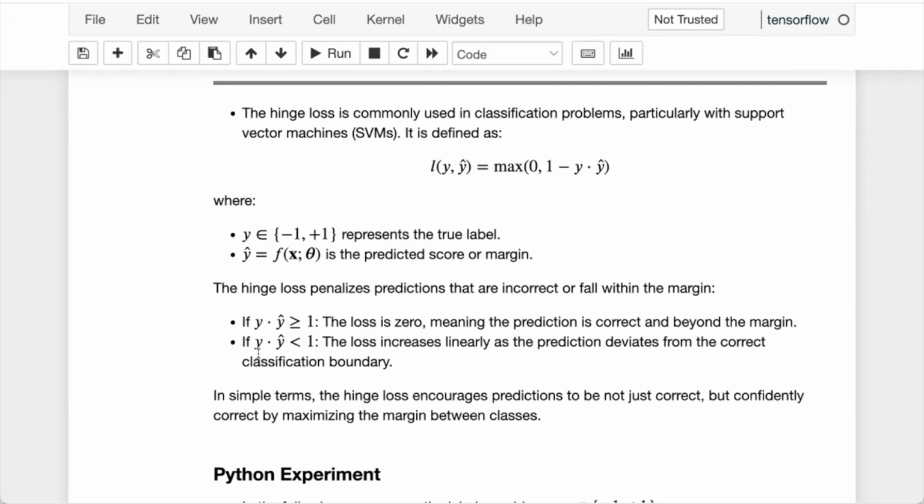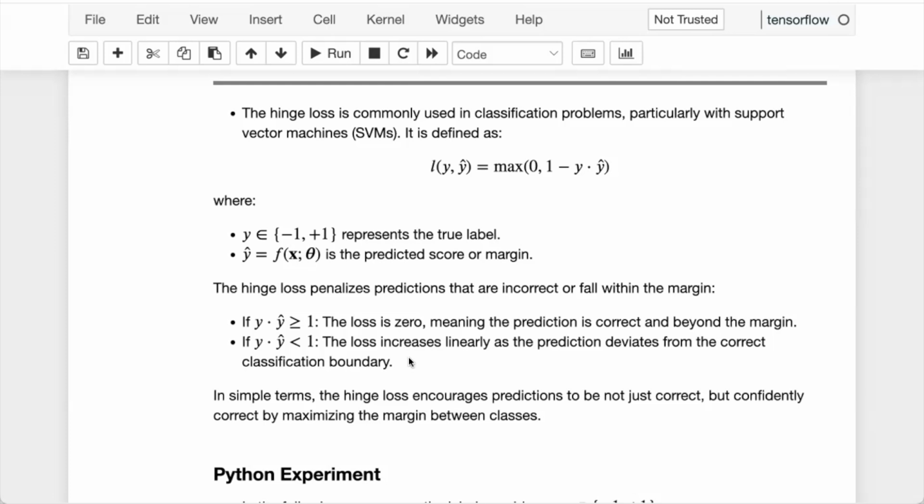However, if y times y hat is less than 1, let's say it's 0, then you can see that here we get 1 minus 0, which is 1, and that's the output or the result of our loss function. And in that case, obviously there is a penalty to pay, and you can see that this loss increases linearly as this predicted value y hat, or f of x and theta, which we use here interchangeably, deviates from the classification boundary that we have.